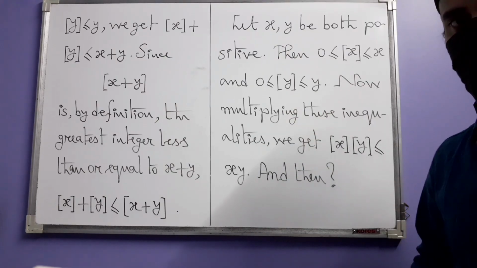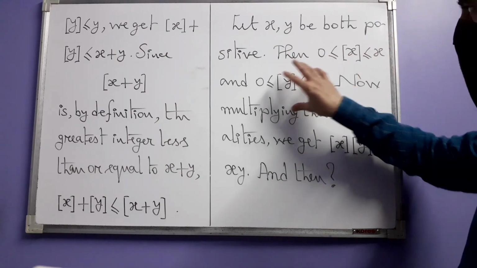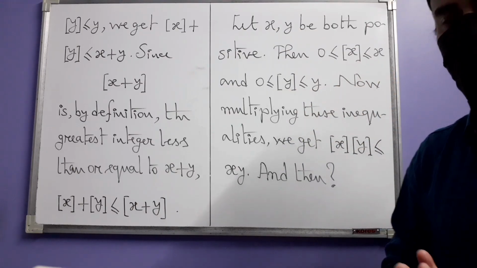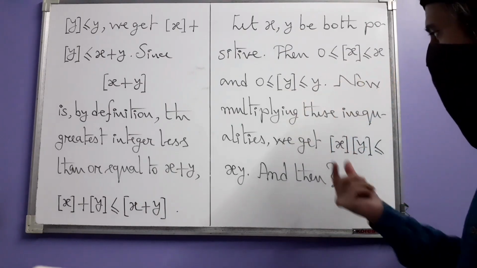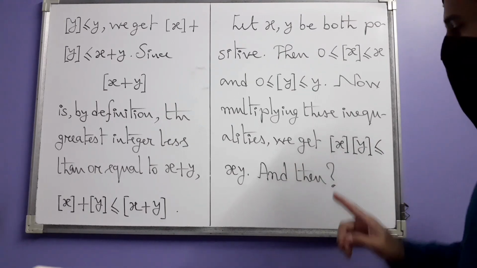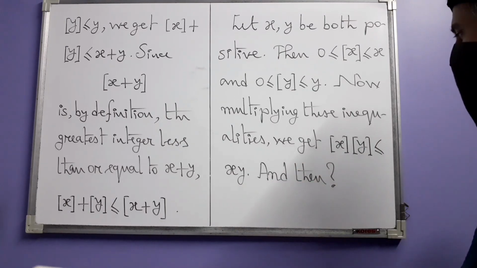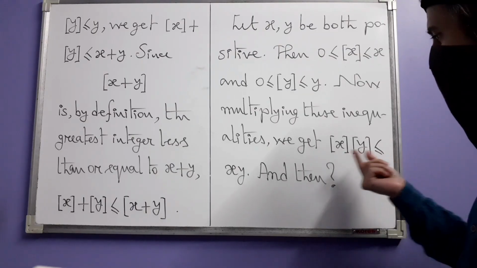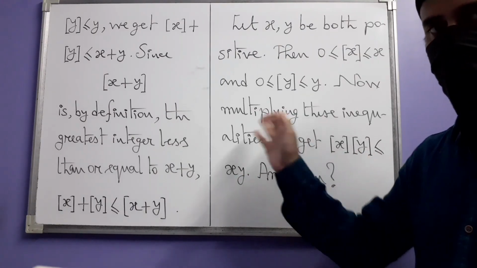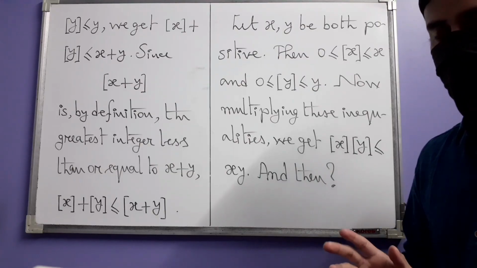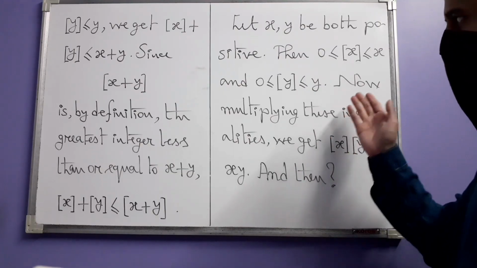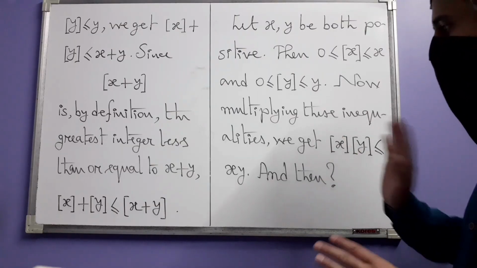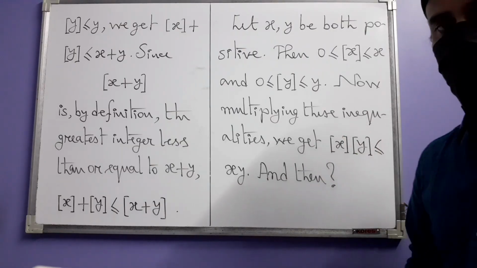Similarly, we have this. Now because we are dealing with non-negative real numbers, we can multiply these two inequalities, and that will give us this fact, that greatest integer x times greatest integer y is less than or equal to xy. Without non-negativity, we cannot multiply. I mean, of course you can, but then you won't know which way the inequality will go. But now we can, and that gives us this.